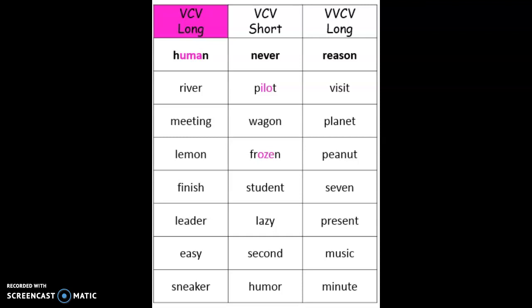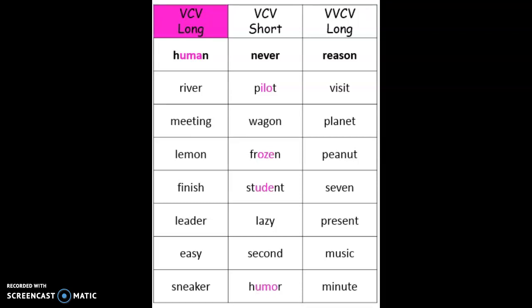My next word is student. That is a vowel, consonant, vowel, long vowel sound. So I'm going to highlight that. The next word we have is humor. You hear the U sound. We have our vowel, consonant, vowel, and that falls under that category as well.